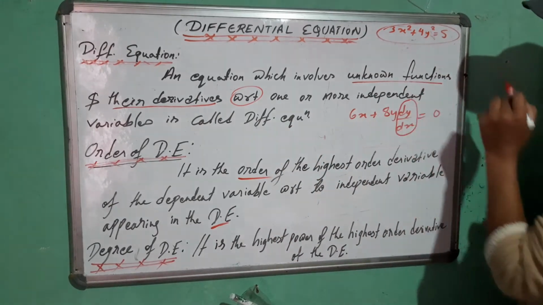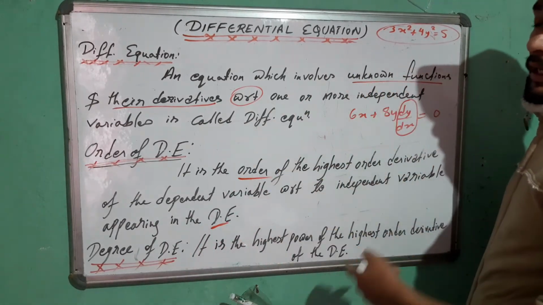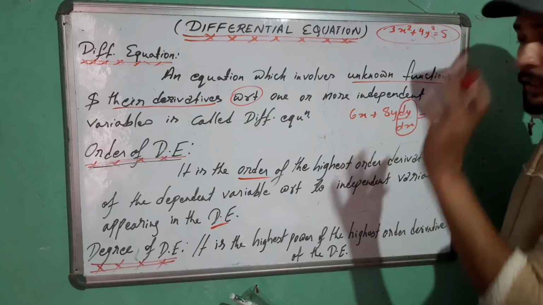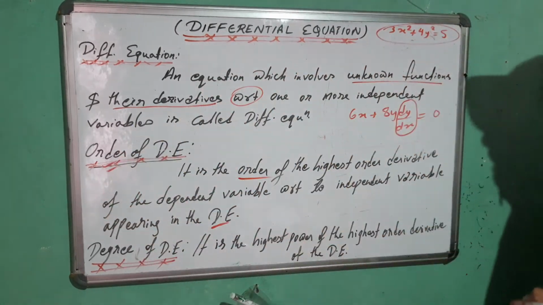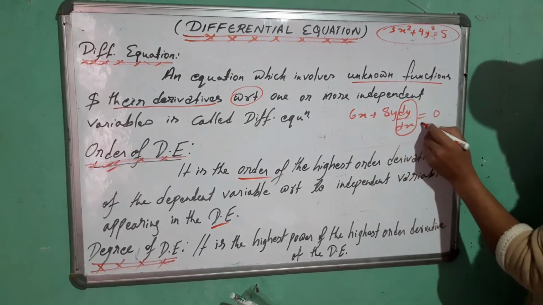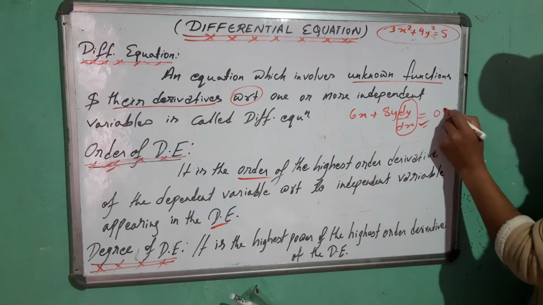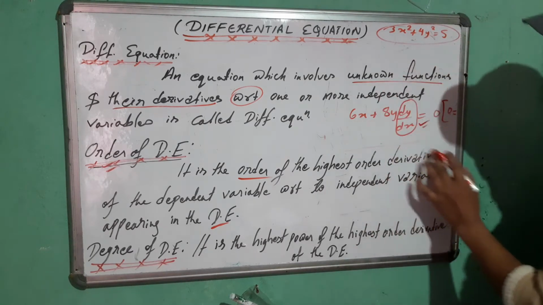You have differentiated once. So for order, you have to see this part: how many times you have differentiated, either once, twice, or thrice. That number of times of differentiation is called the order of that differential equation. Here you have differentiated once, so its order is 1.